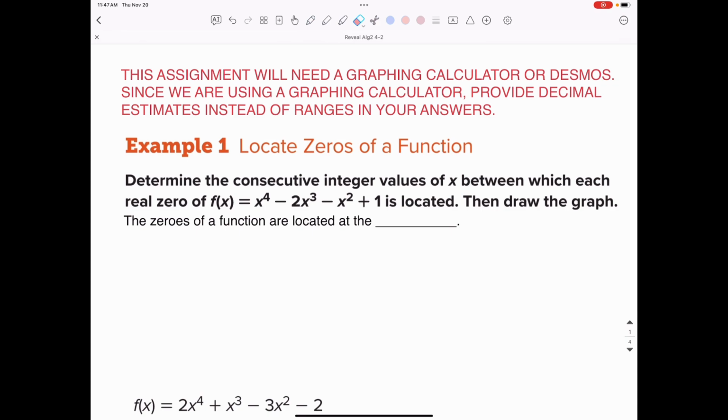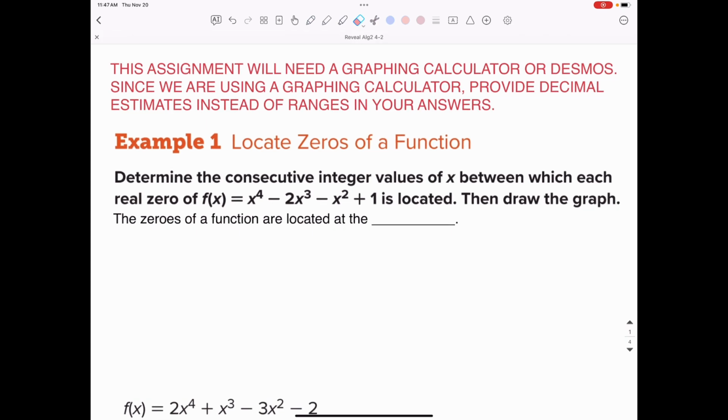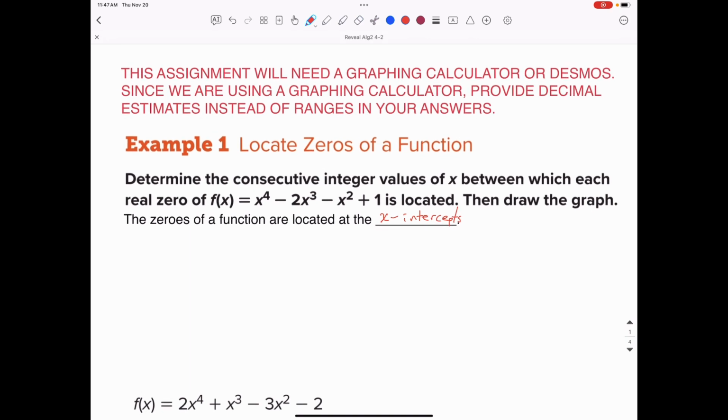The zeros of a function are the values of x that, when the function is set equal to 0, give you solutions. On a graph, the zeros of a function are located at the x-intercepts. So we are going to graph this function on a graphing calculator, and then we're going to see where it crosses the x-axis, and those are the zeros of the function.